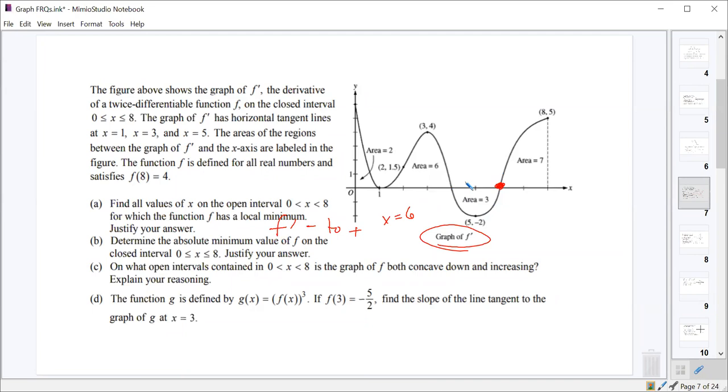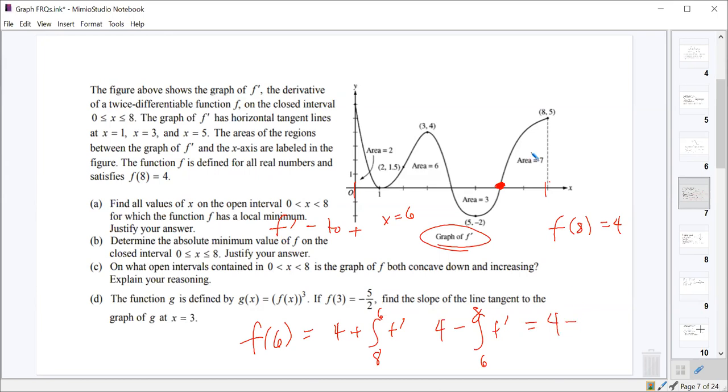Good. All right, part B, determine the absolute minimum of f on the interval 0 to 8. Well, it could occur at 6, or it could occur at one of the endpoints, 0 or 8. We know that f of 8 equals 4. So f of 6, which is what we need to figure out, ought to be 4 plus the integral from 8 to 6 of f prime. And the integral from 8 to 6 should be 4 minus the integral from 6 to 8 of f prime if we flip it. So that ought to be 4 minus 7.